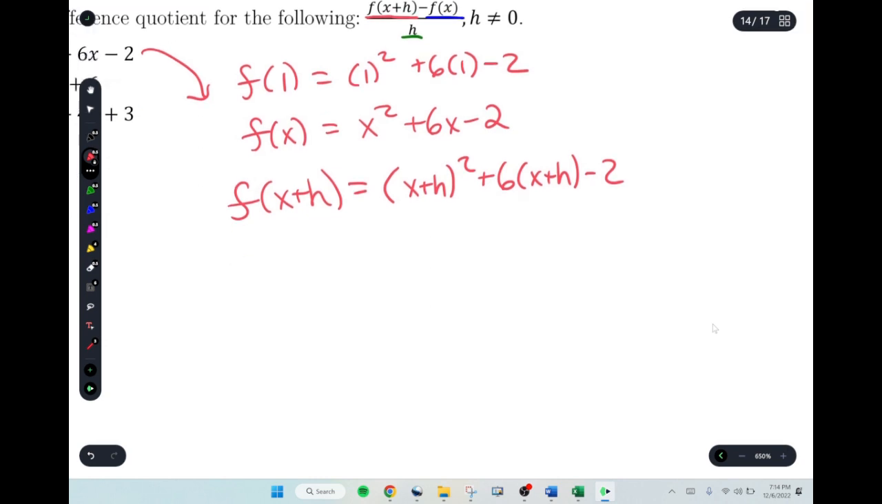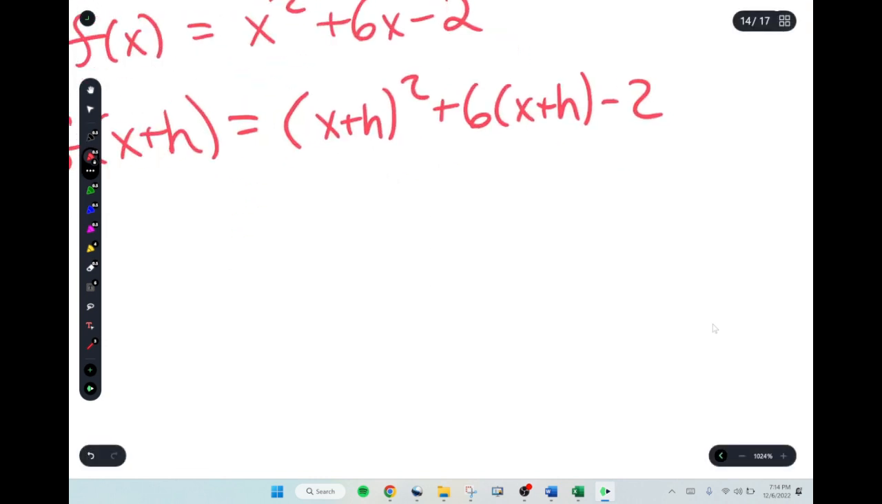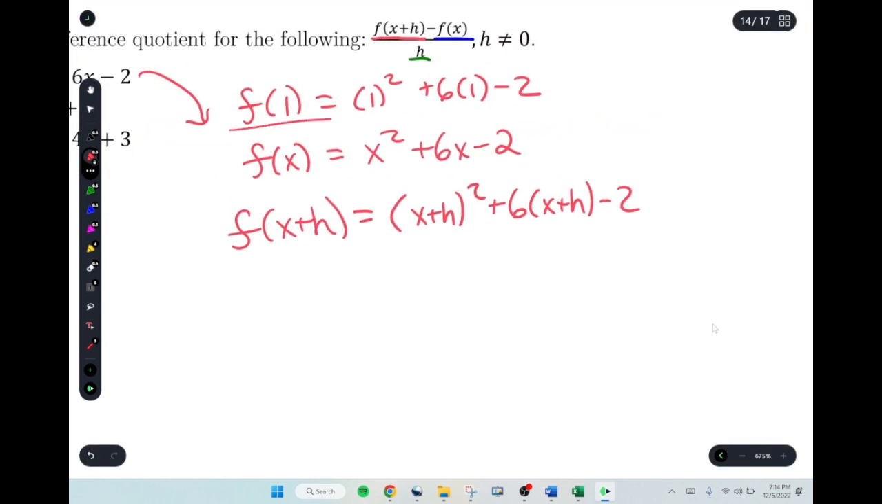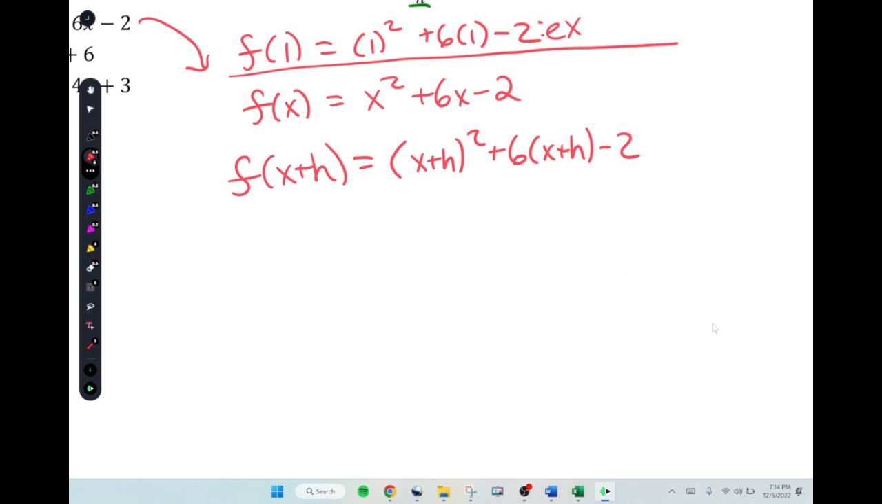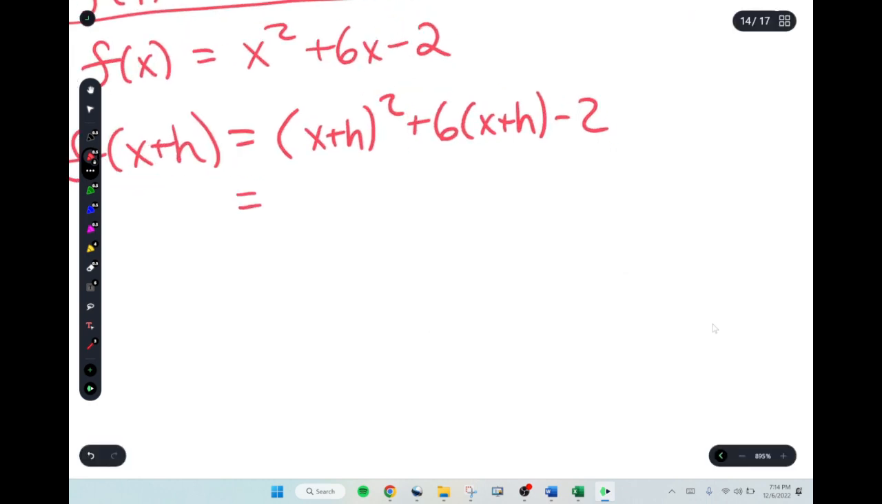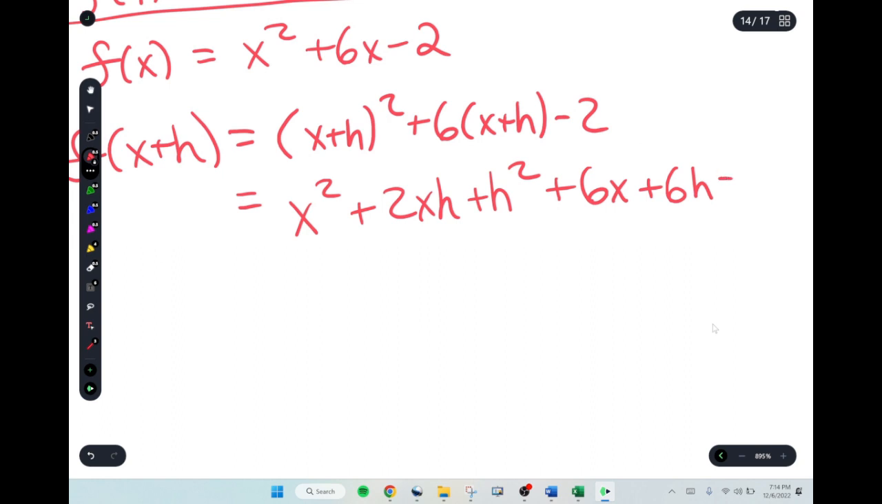And then we're going to see what happens. This is not part of the problem. This is like an example. We're going to see what happens if we work that out. Probably x squared plus 2xh plus h squared plus 6x plus 6h minus 2. Any of those reduce, reuse, recycle? X squared, no. They're all alone.